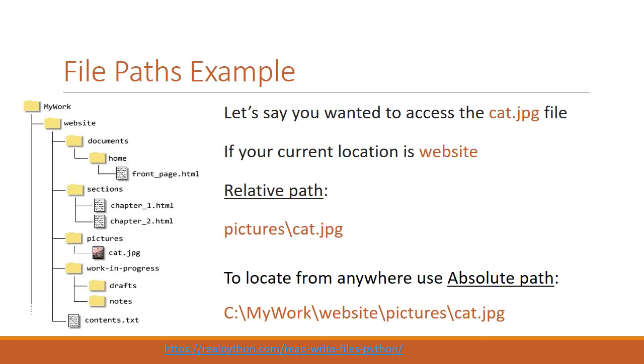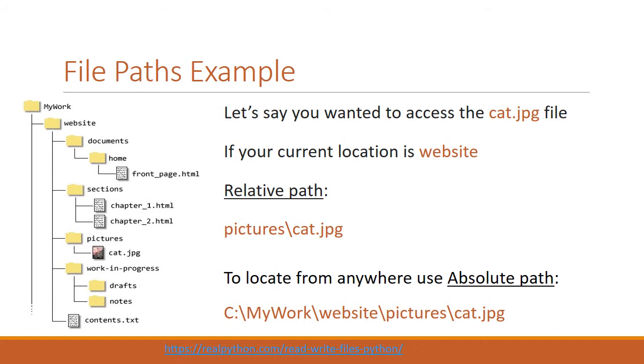Let's consider the following file directory example. Let's say that you wanted within your Python program to access the file cat.jpg, which is in the pictures folder. You could use the relative path. So we could assume that you're in the website folder. So relative to the website folder, that file can be accessed using pictures/cat.jpg on a Windows machine.